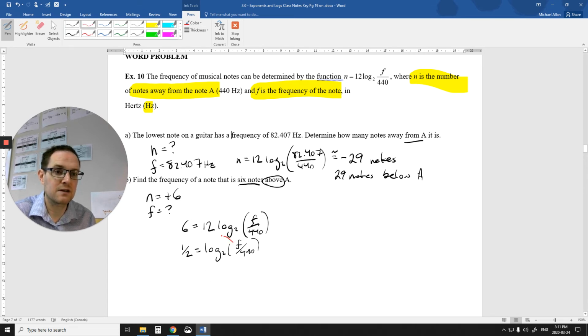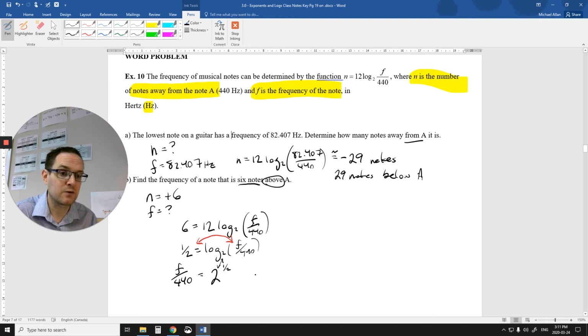So remember how that works is that you switch these two things. Whatever's inside the log pops out of the log. We'll deal with the divide by 440 later. We've got a base of 2, so these two things are the same. And then this other guy becomes the new exponent. So that's just the square root of 2.